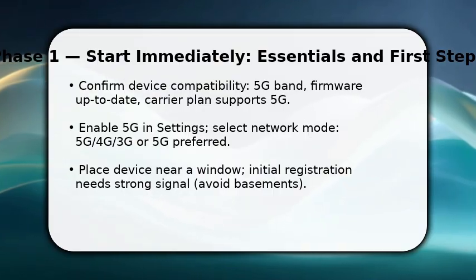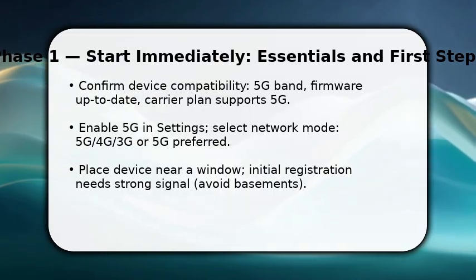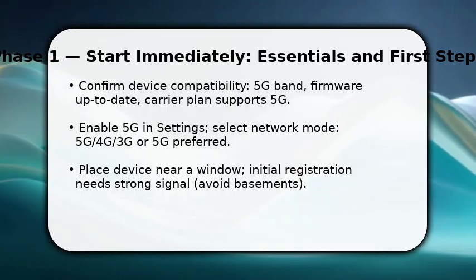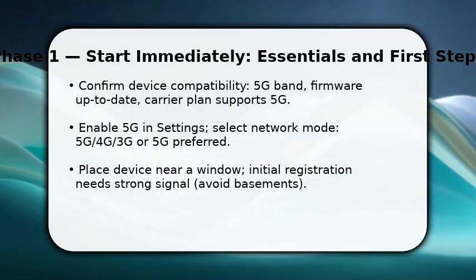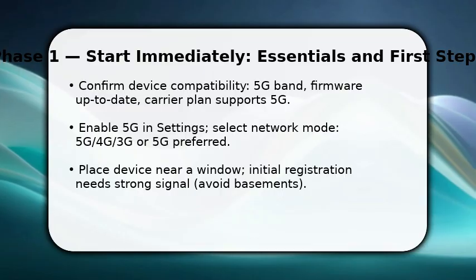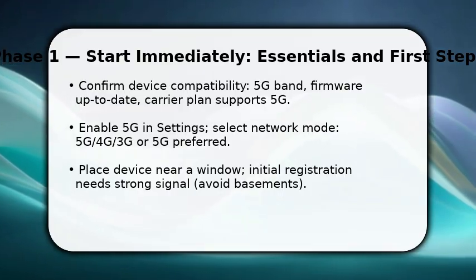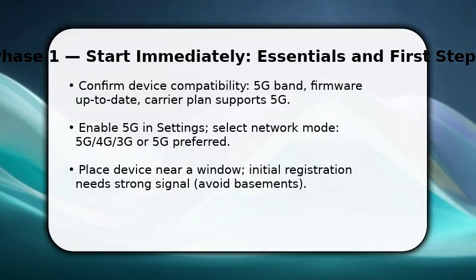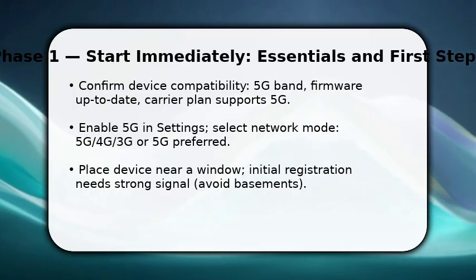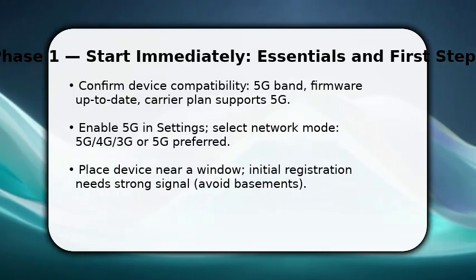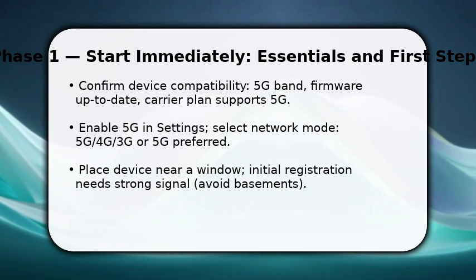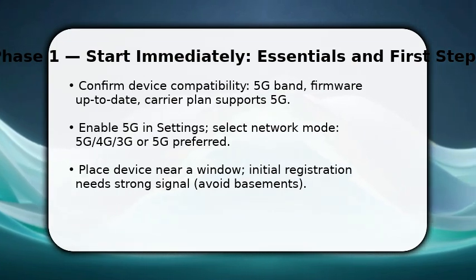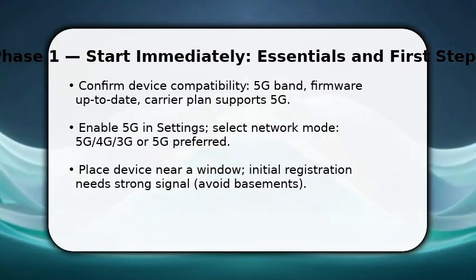Make the first connection near a window because initial registration requires a stable signal. Avoid basements and heavy concrete. If your device asks, accept carrier provisioning and allow a short reboot. This completes network attach. You should see a 5G indicator within 2 minutes, confirming radio registration and IP allocation. Then proceed to test throughput.